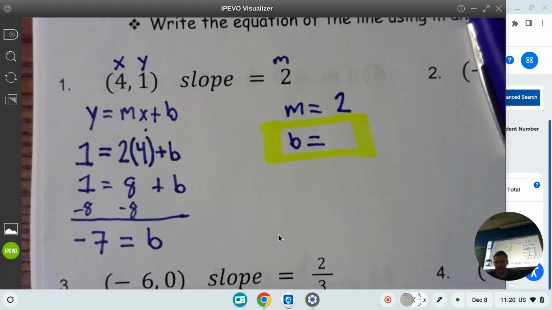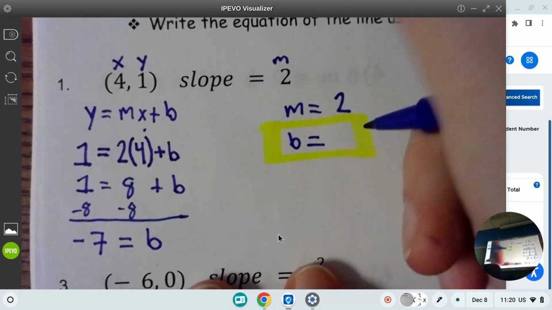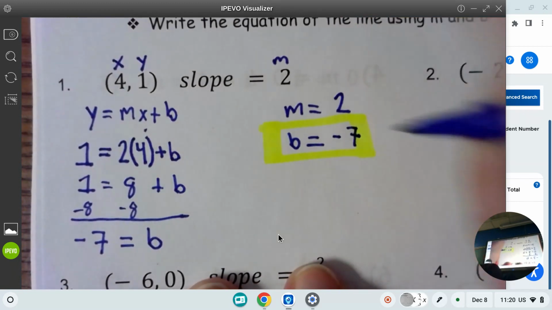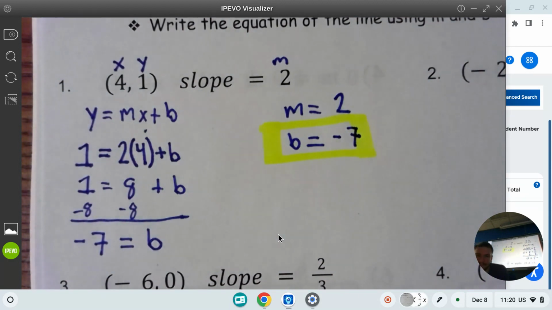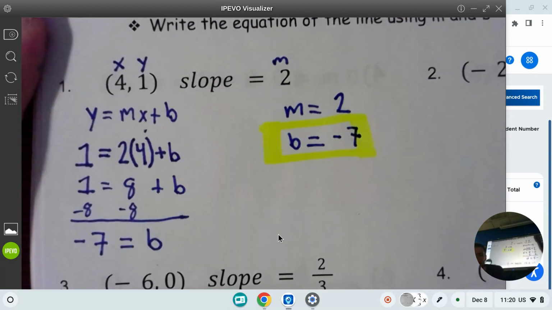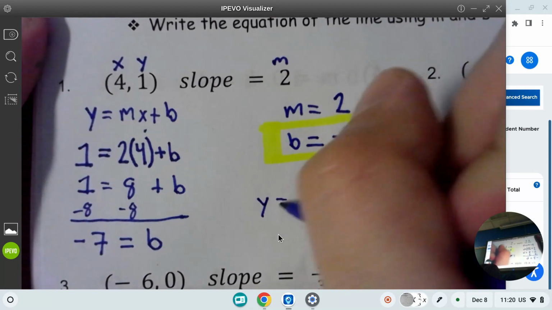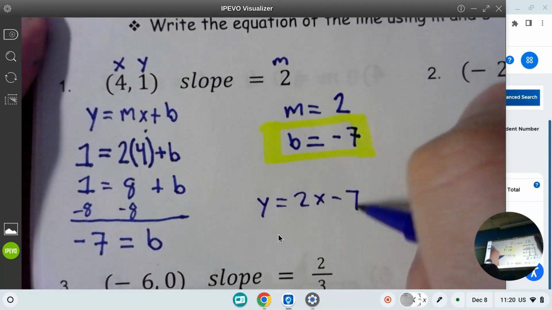We found her. Oh my gosh, we found her. I'm so proud of us, guys. It was a valiant search. We had to work really hard. We found out b. We found her. That means we can write our final answer, which is y equals 2x minus 7.